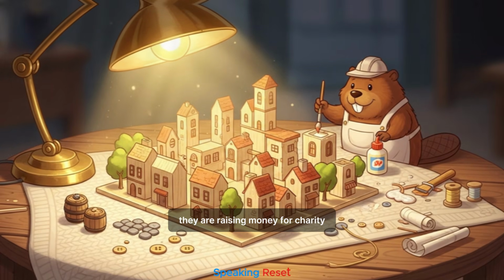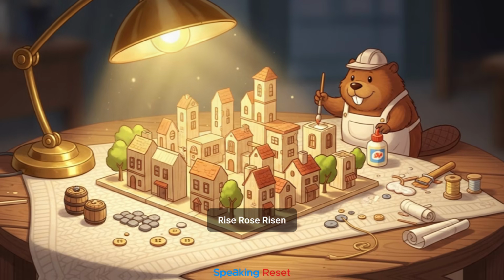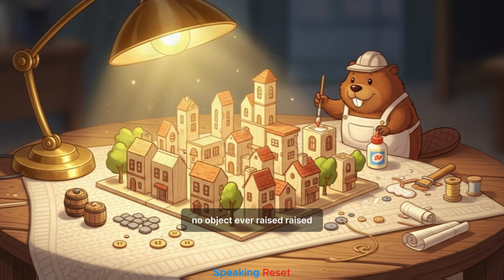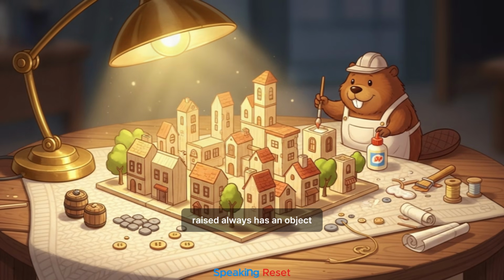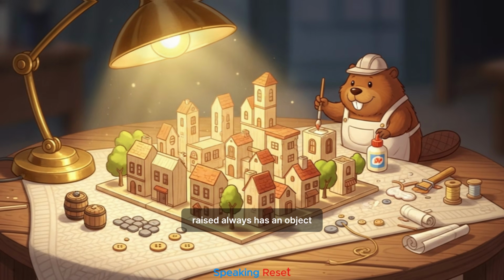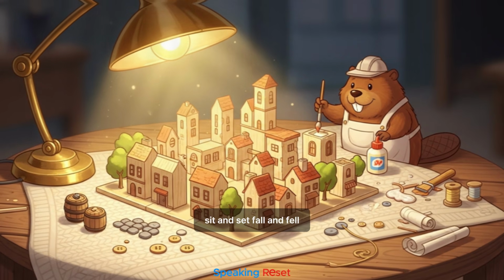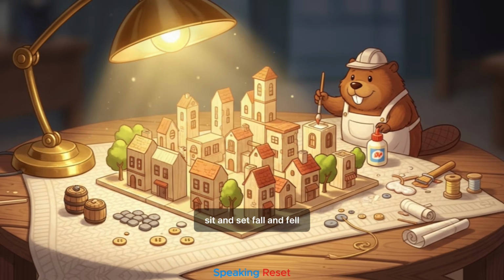They are raising money for charity. Rise, rose, risen. No object ever. Raise, raised, raised. Always has an object. Similar pairs to know. Lie and lay. Sit and sat. Fall and fell.